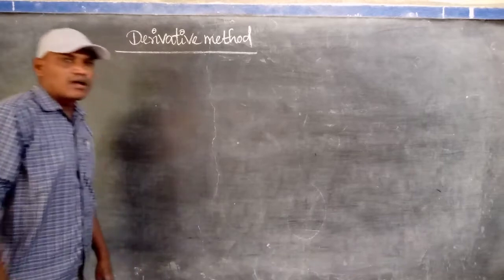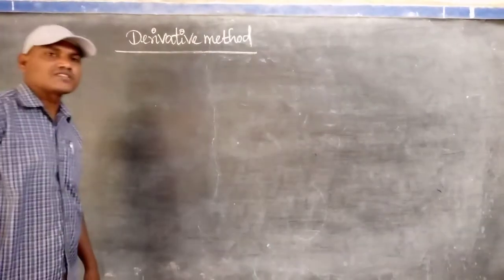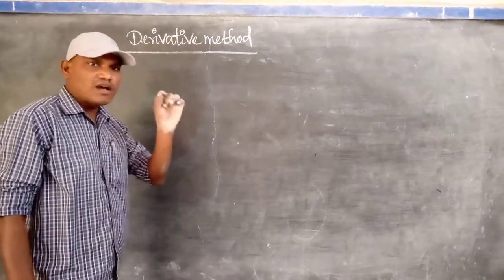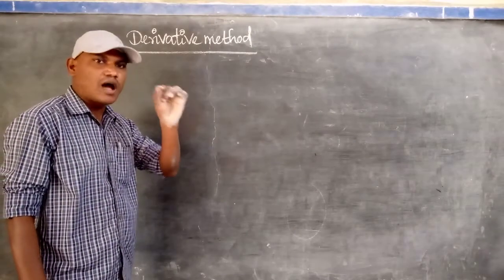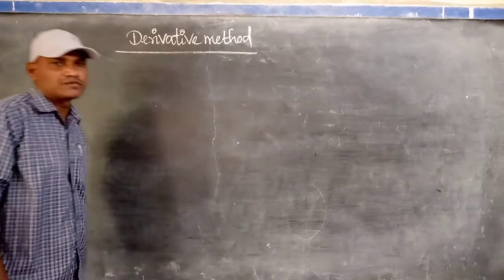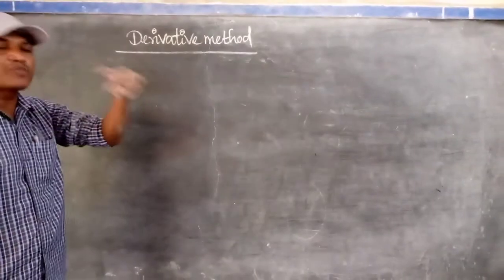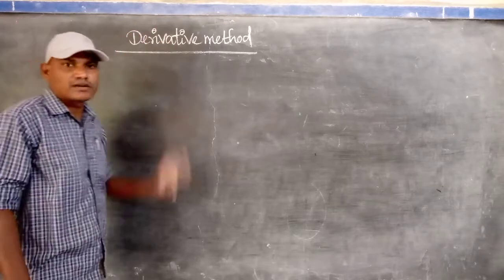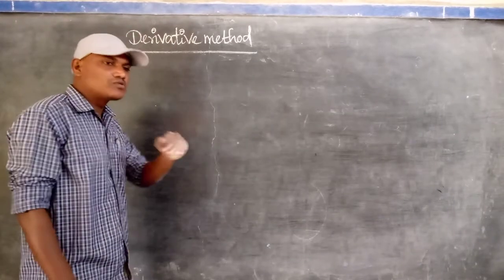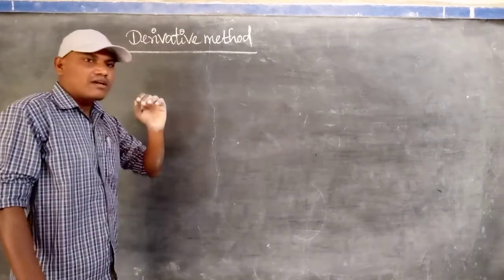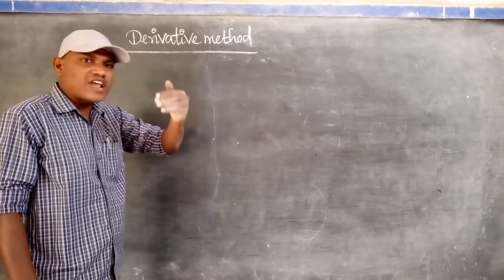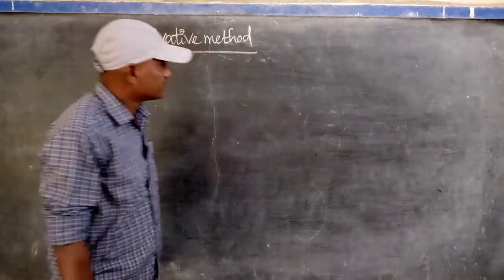We know the formula for the refractive index of the prism: mu equals sine of (A plus D) upon 2, divided by sine of A by 2. We can prove this with the help of the derivative method. So now our concept is how to derive the refractive index of a prism.